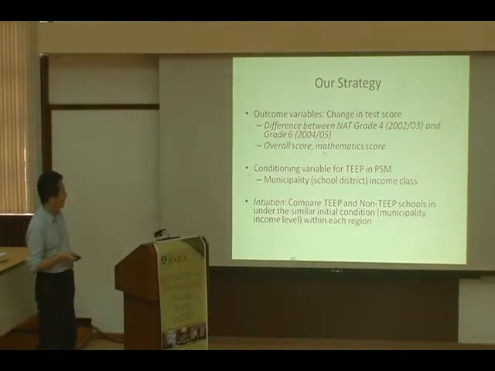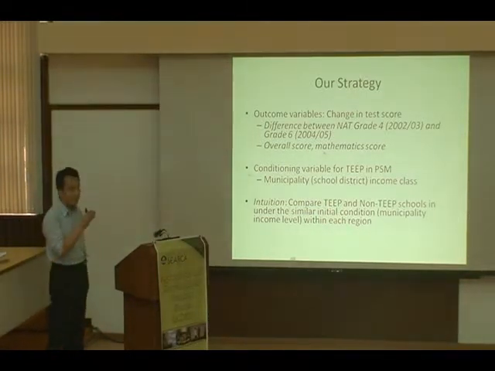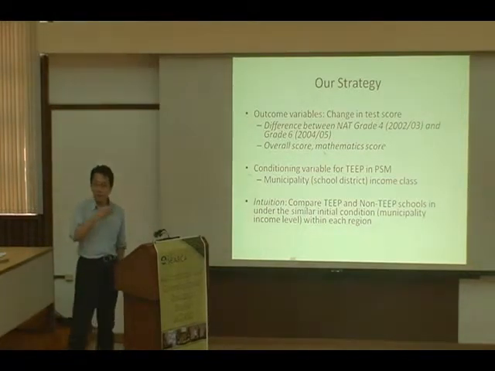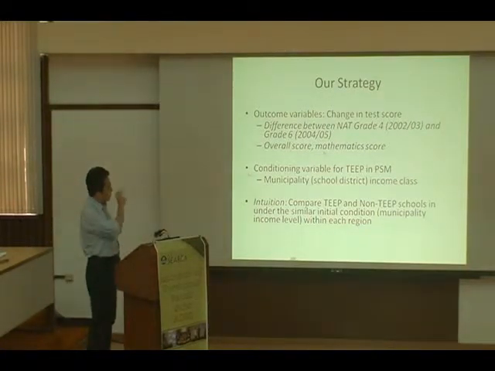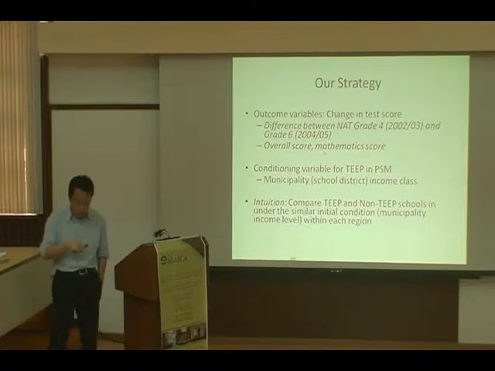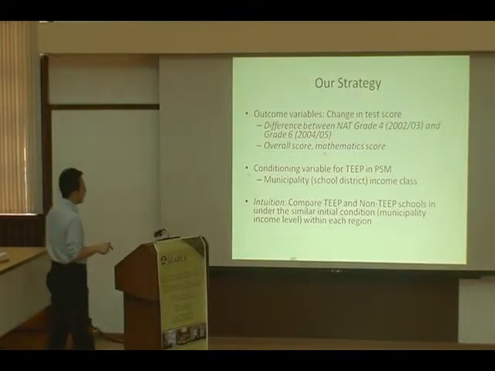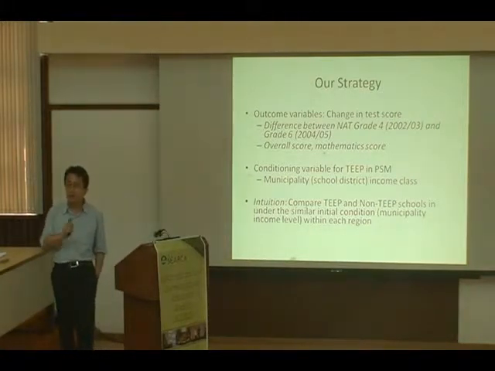They introduced the NAT in grades 4, 5, 6, targeting the same group. So why not take advantage of this? So we use a cohort panel. But this is a school-level average test score. And we use the overall score and the mathematics score. And the conditioning variable, if you remember the p function, I wrote the probability of p conditioned on x, and the variable x is taken from the census 2000 municipality income class 1 to 5.